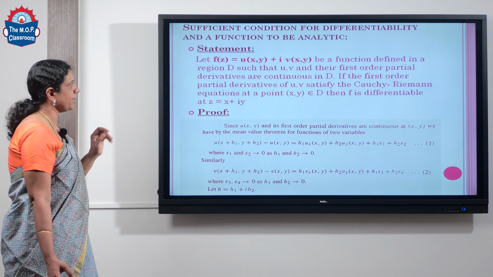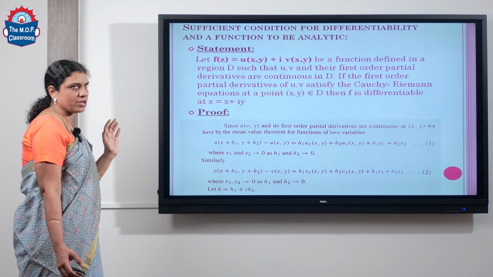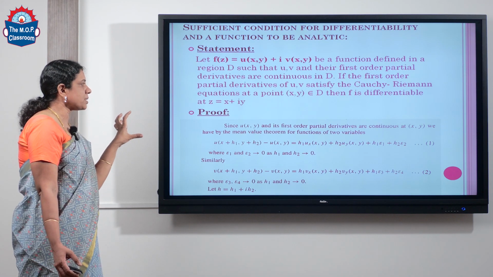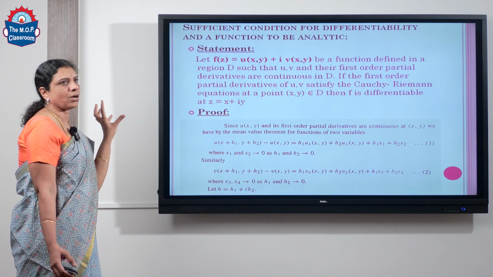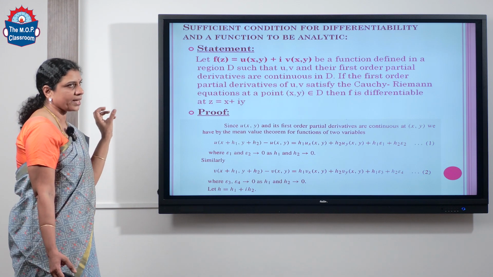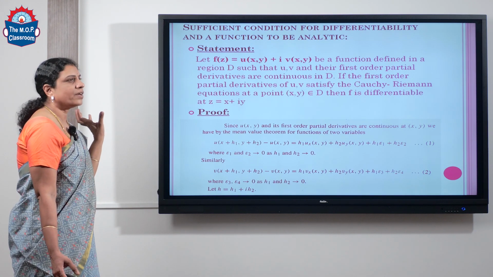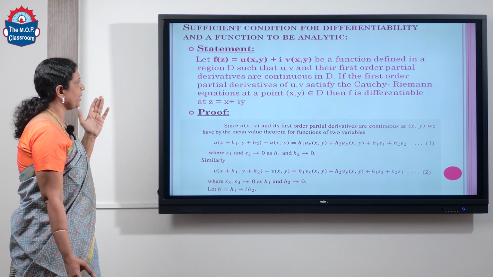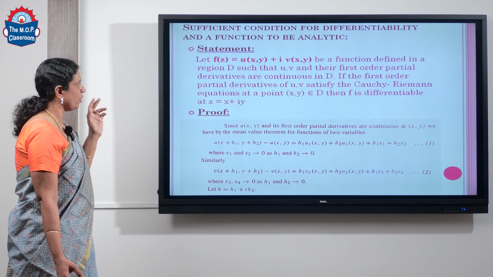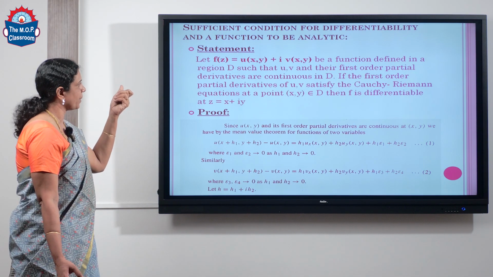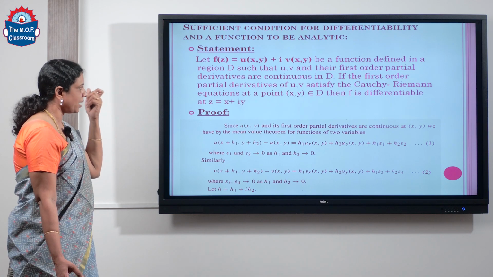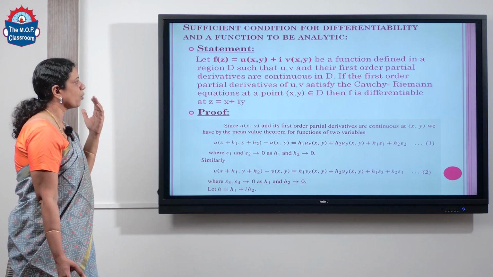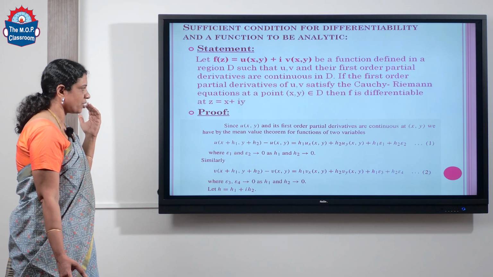Now, an important theorem, which gives a sufficient condition for differentiability. If we prove this, then we can say that the complex valued function is differentiable. So what is the statement? F of z equal to u of xy plus i v of xy, you all know we express f of z like this, and the CR equations are satisfied. We are going to prove the function is differentiable.